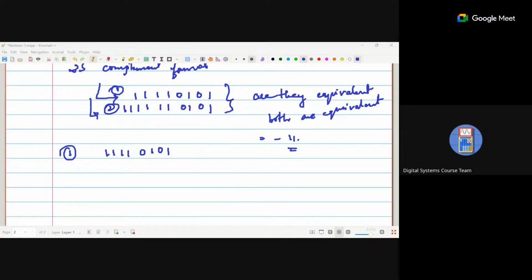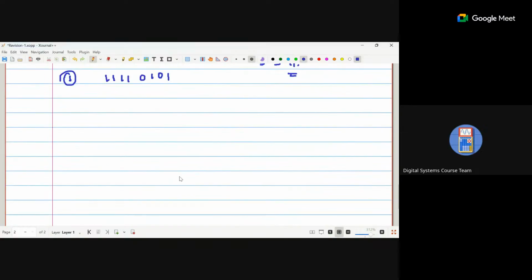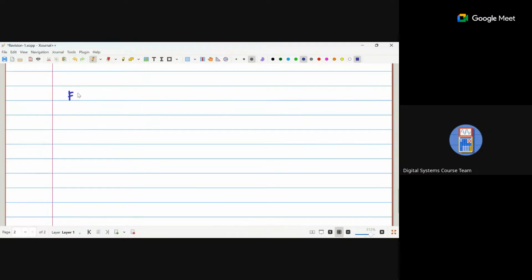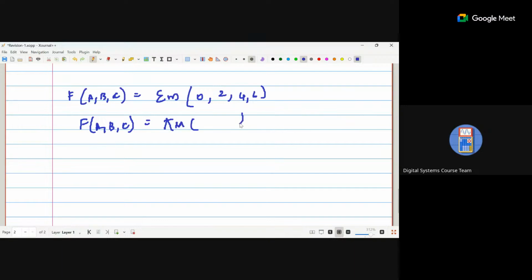Okay. Now moving on to the next question. Let's say your f of a, b, c can be written in minterms as 0, 2, 4, 6. So now f of a, b, c in terms of maxterms, what is it? 1, 3, 5, 7. Yes, correct.